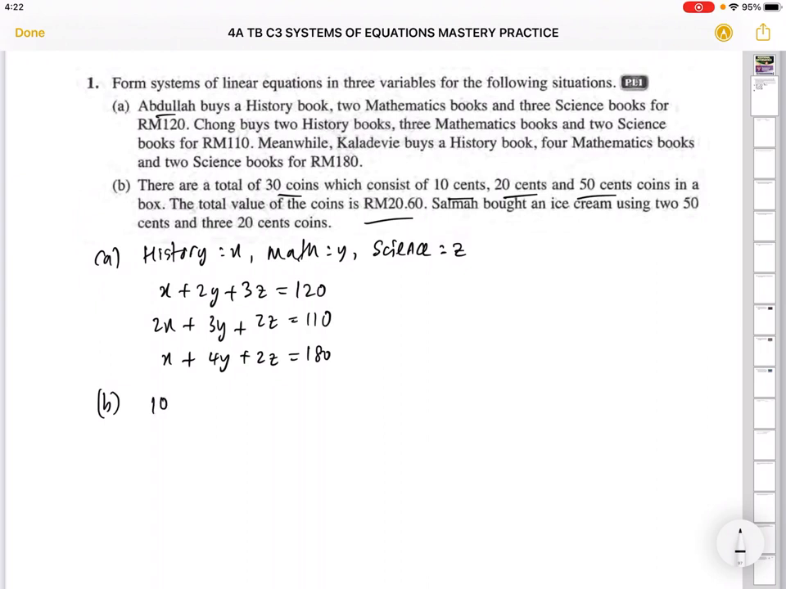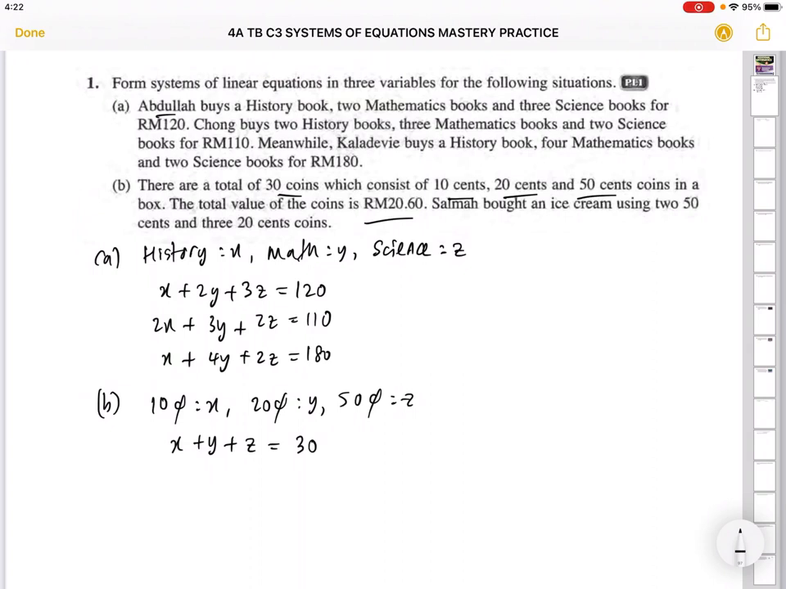For the 10 cent coin, I'm going to call the number x. How many 20 cent coins? y. How many 50 cent coins? z. The first one is quite simple. Total 30 coins, consisting of 10, 20 and 50 cents. So we can say x 10 cent coins plus y 20 cent coins plus z 50 cent coins. The total number of coins is 30, so this is alright.